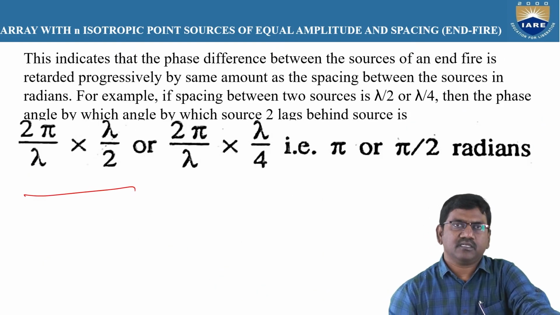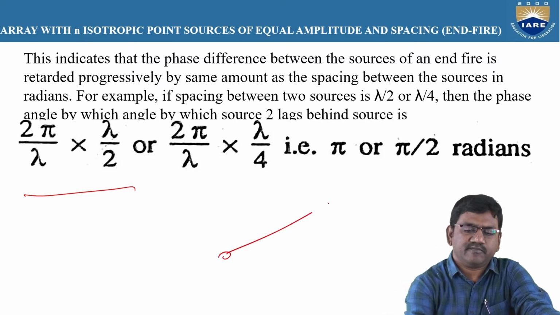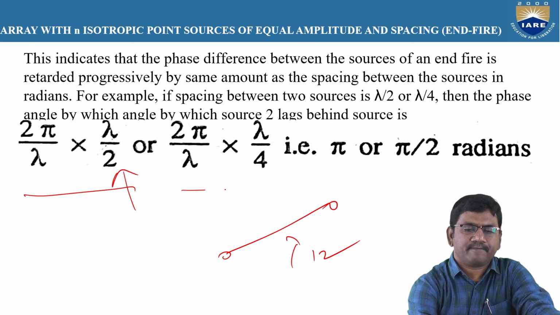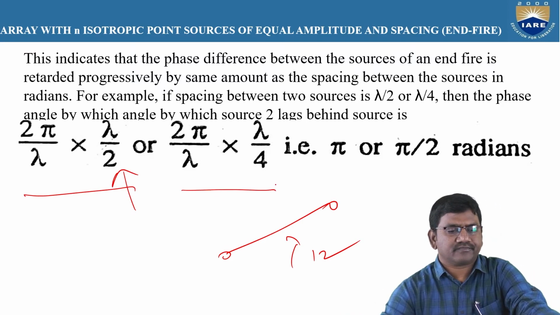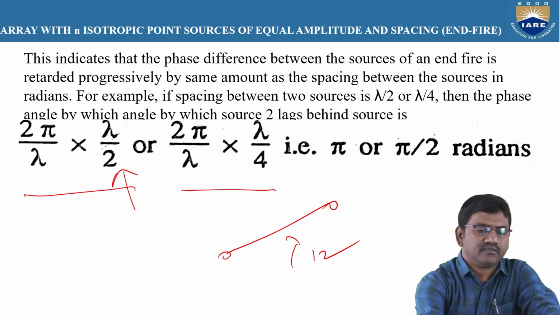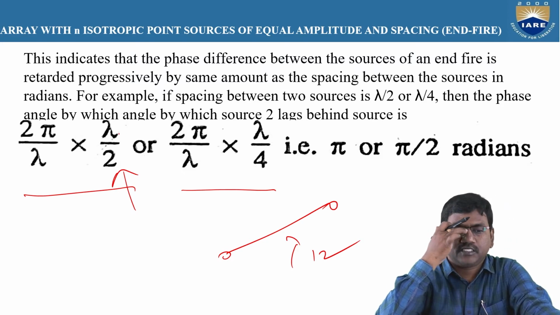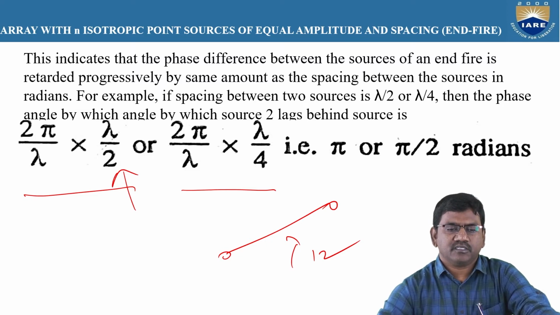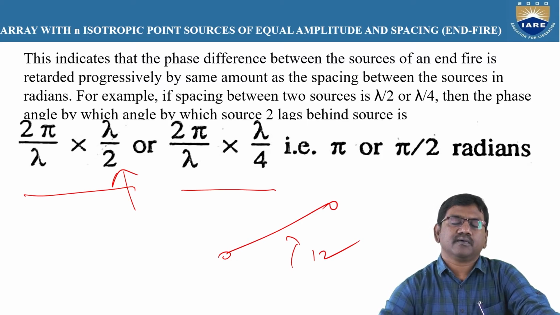And we know that d is equal to lambda by 2. That means the spacing between the elements is lambda by 2. If you substitute lambda by 2 here, you will get 2 pi by lambda into lambda by 4. And if you simplify, this indicates that the phase difference between the sources of an end-fire is retarded progressively by the same amount as the spacing between the sources in radians, right? So there is a retardation of progressive phase shift.